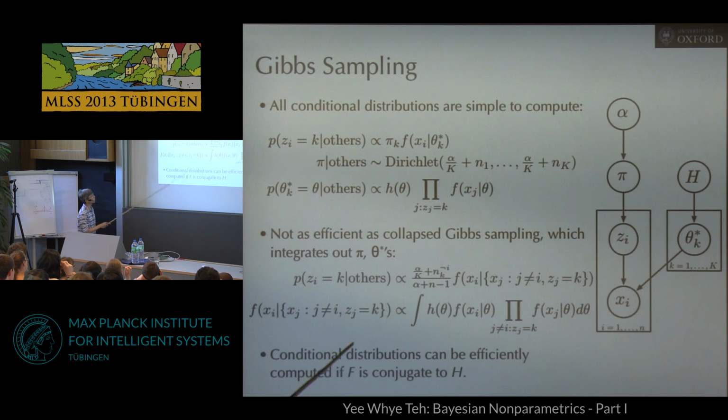Okay, and if you actually go through the math, what you end up with is that the conditional distribution of Zi equals K is going to be proportional to, again, a prior term times a likelihood term. Yes? I've seen that in literature, people usually have this prior term alpha over K, or just alpha. Just alpha, yep. Okay.